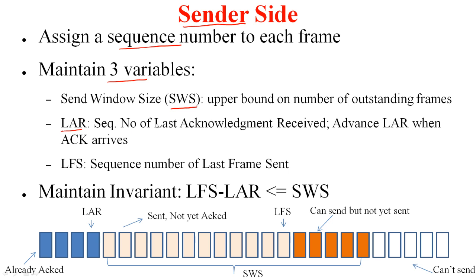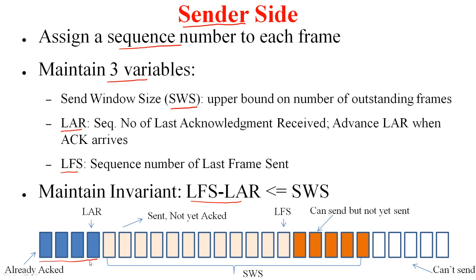LAR stands for sequence number of last acknowledgement received. As you can see here in the figure, it is showing that all these packets have already been acknowledged, and LAR captures the sequence number of the last such acknowledgement received. Now as ACKs keep coming, you start moving this LAR. LFS stands for sequence number of last frame sent. So I have sent this frame. This is the sequence number of the last frame sent. And what sliding window protocols specify is that the difference between LFS and LAR should always be less than or equal to SWS, which is your window size.